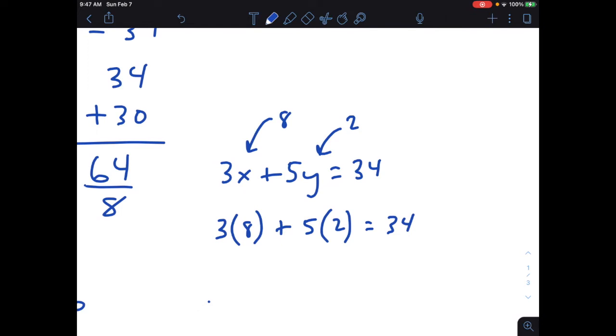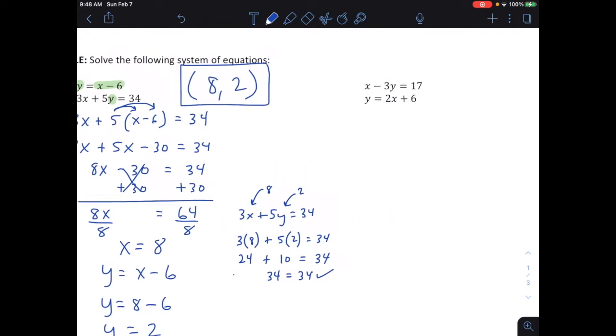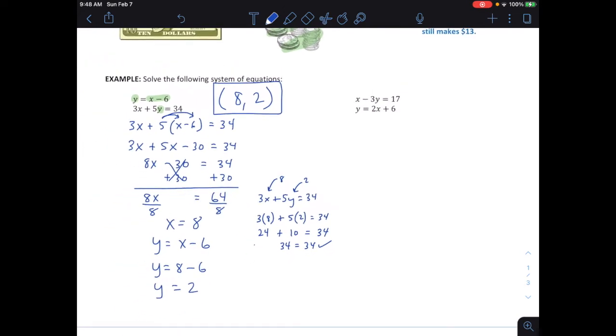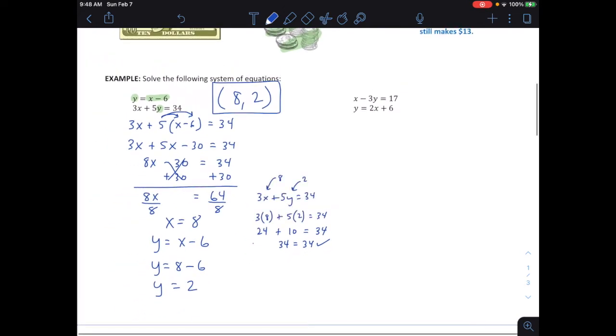Okay, so we have 3 times 8 is 24. 5 times 2 is 10. 24 plus 10 is 34. So it checks off. That means it works. So we're good there. All right, let's do another one.